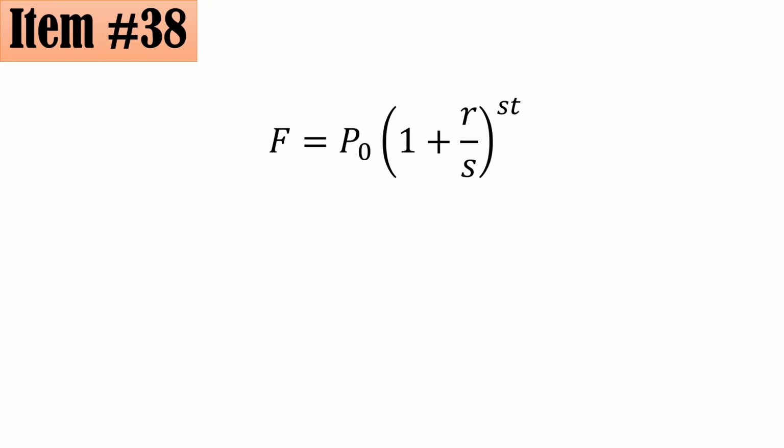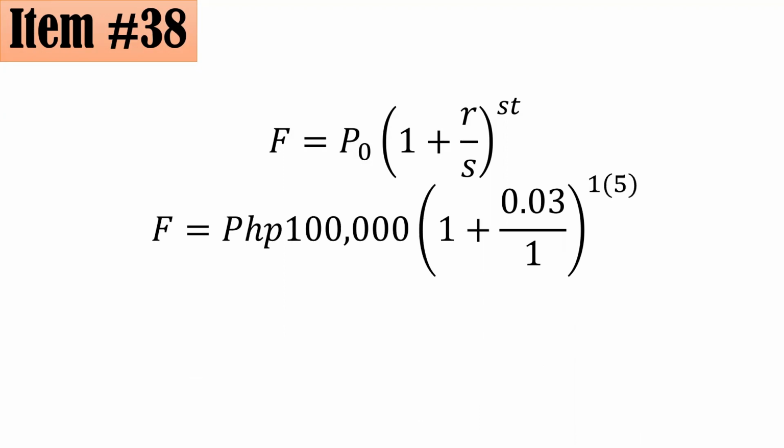So by substitution, ito ay magiging F equals 100,000 times the quantity 1 plus 0.03, ito yung rate natin, over, kasi sabi niya, annual. So kung annual lang, it follows that S is 1. Okay, so tama, no? Compounding periods po yung S natin. So yung S is 1, so that's why yung numerator natin 1, yung time natin is 5 years, that's why 1 times 5 po yung exponent ng base na to.